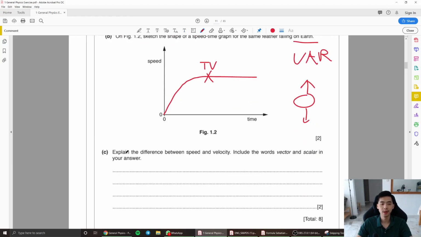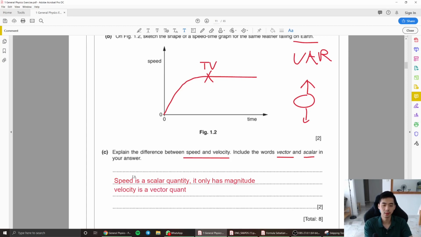And finally, explain the difference between speed and velocity. Include words like vectors and scalar. In this case here, speed is a scalar quantity. It only has magnitude. Velocity is a vector quantity. It has magnitude and also direction.